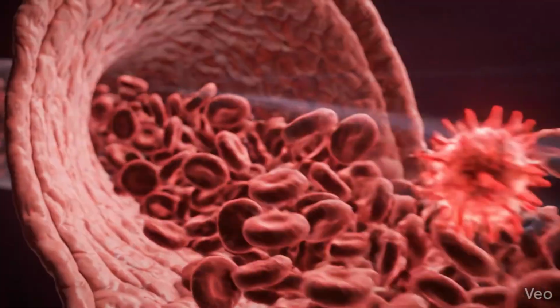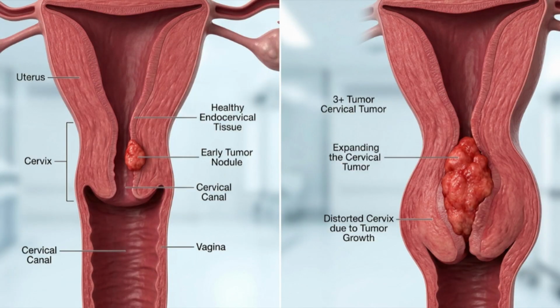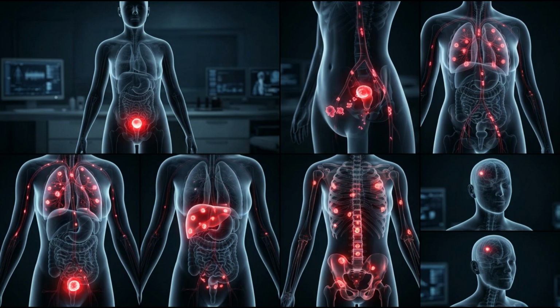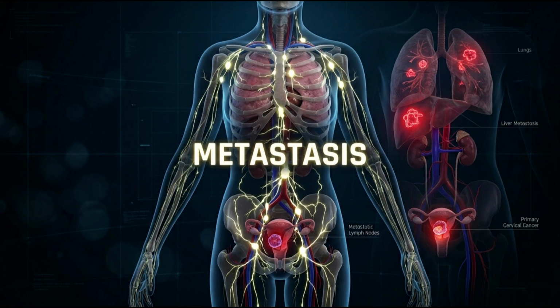A tumor forms in the cervix. Over time, the cancer may spread to nearby organs, lymph nodes, or distant parts of the body. This process is called metastasis.